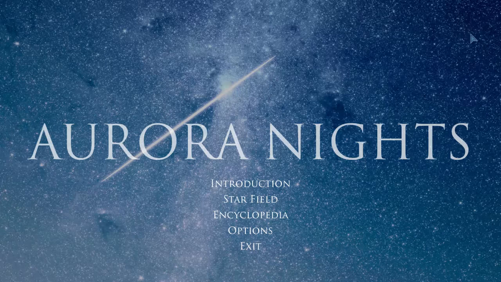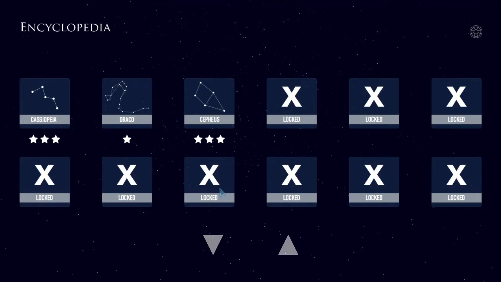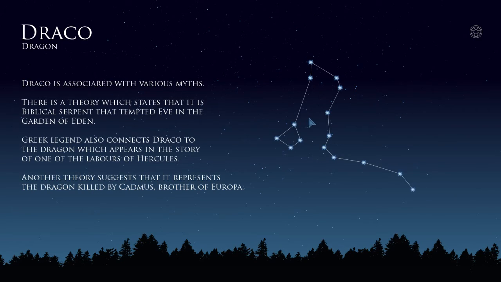And also, once you identify the constellation, you go to the encyclopedia, and then I can go and look up a little description. It says Draco is associated with various myths. There's a theory which states that it is a biblical serpent that tempted Eve in the Garden of Eden. Greek legend also connects Draco to the dragon, which appears in the story of one of the labors of Hercules.